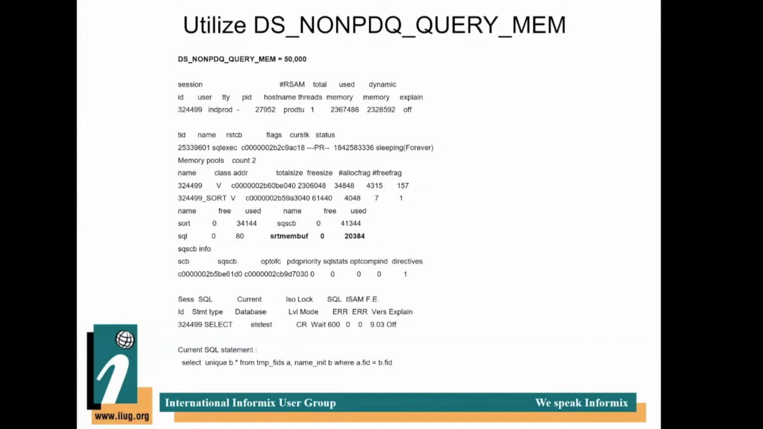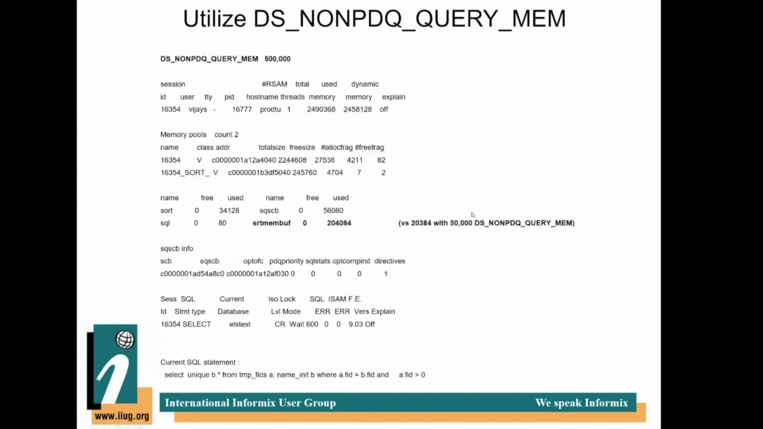Utilizing DS non-PDQ query memory. This is one parameter that I like a lot when they first came out with it. How do you improve queries for normal OLTP type queries? By setting the DS non-PDQ query memory, when you're selecting the data and doing some sorting, instead of that sorting being done in the temp space, you can have that sorting being done in memory, which is much quicker. So here's a case where it shows I have DS non-PDQ query memory set to 50,000. Here's where the onstat -g ses information shows how much sort memory buffer is being used. And if I increased it to a larger value, it's using more of the memory.